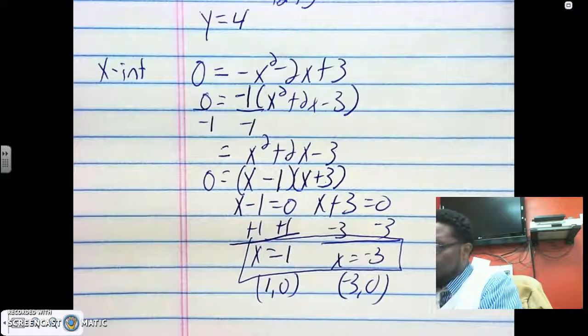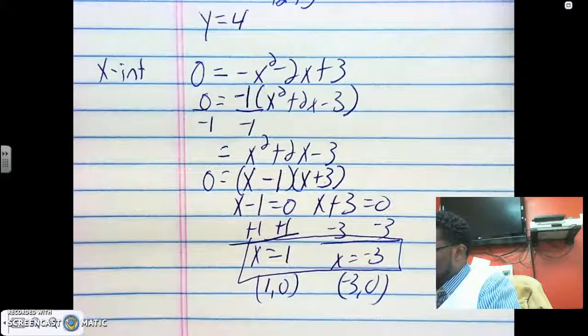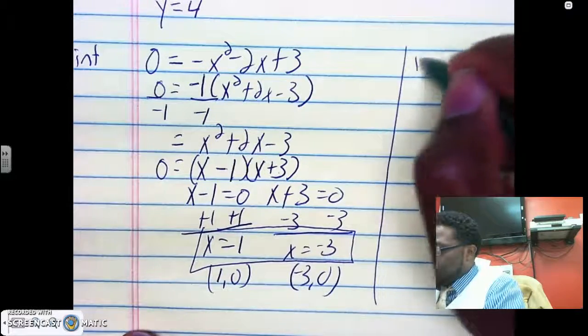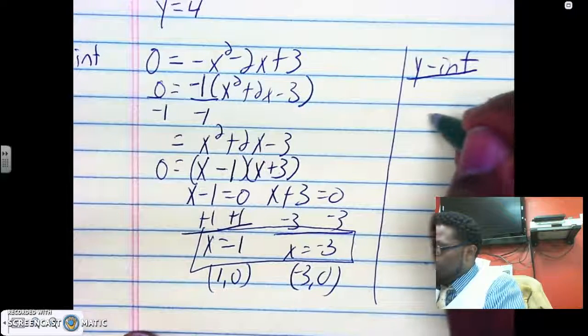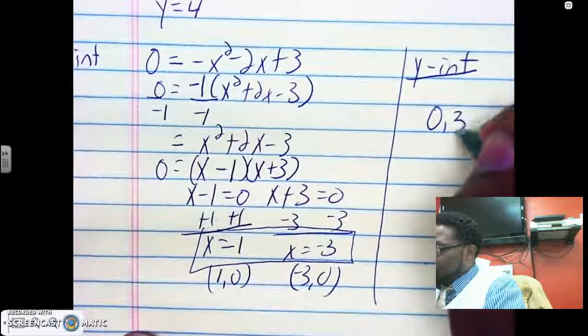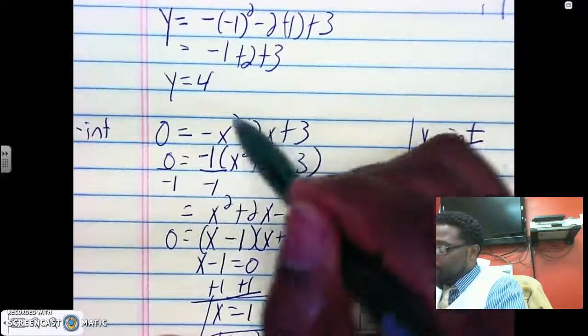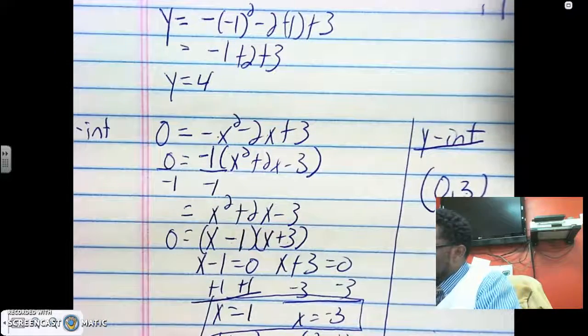So 1 comma 0 right here. Negative 3, 1, 2, 3, negative 3 comma 0. Now, for the heck of it, let's get the y-intercept. You put 0 in for x, and you'll find out that the y-intercept is 0, 3. Basically, in this equation right here, you put 0 everywhere there's an x, and you just get 3. So 1, 2, 3.